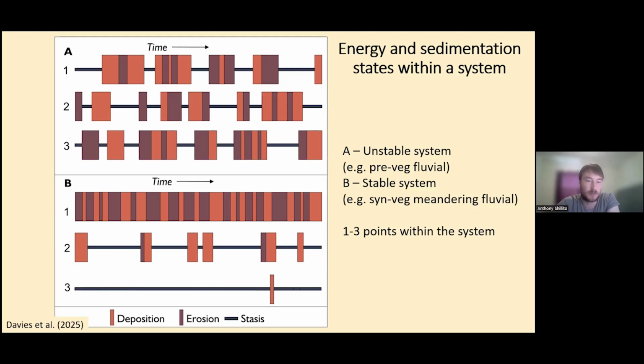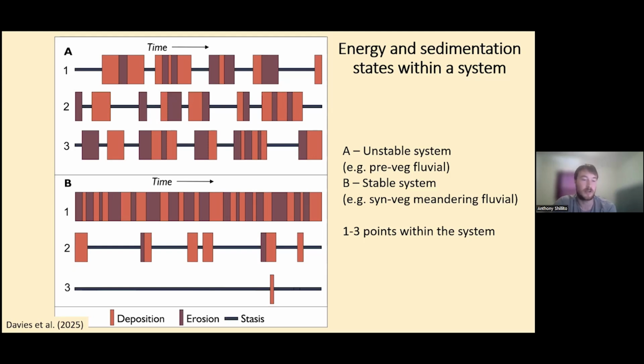In a more stable system, such as with vegetation, our modern meandering fluvial systems, things we've been seeing since the Ordovician, we get far more differentiation. So again, within the channel, within the high energy regions, we're seeing this fluctuation at any given point between deposition and erosion with very little stasis. And any stasis that's occurring is almost instantaneous.